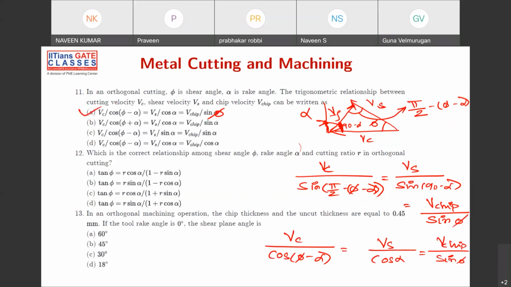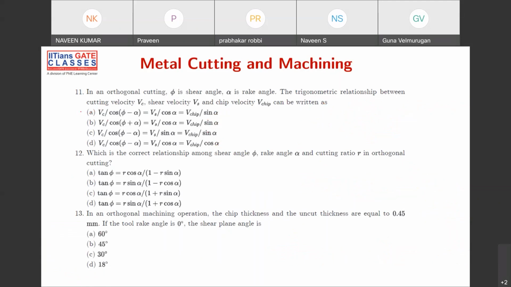So I think this option should be phi. Then answer is it okay? Yeah, but please remember this is phi, not alpha. Okay, so I'll write this as A, that's phi. Okay, next one.